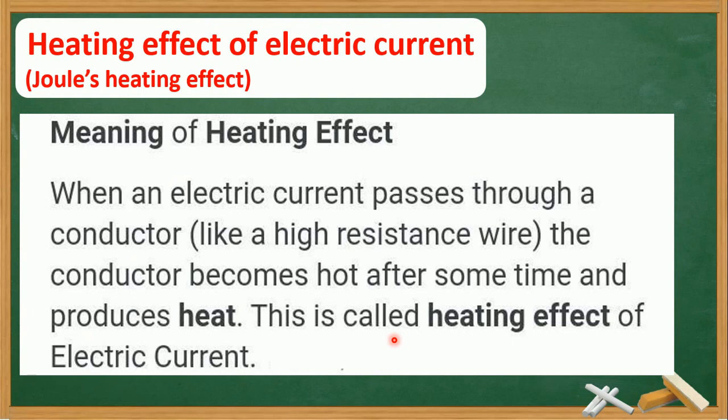When an electric current is passed through a conductor which has a high resistance value, then after some time the conductor gets heated, and it also gives off heat. This is called the heating effect of electric current.